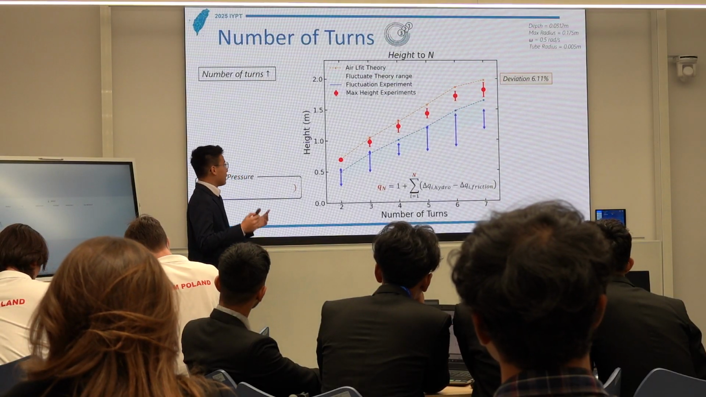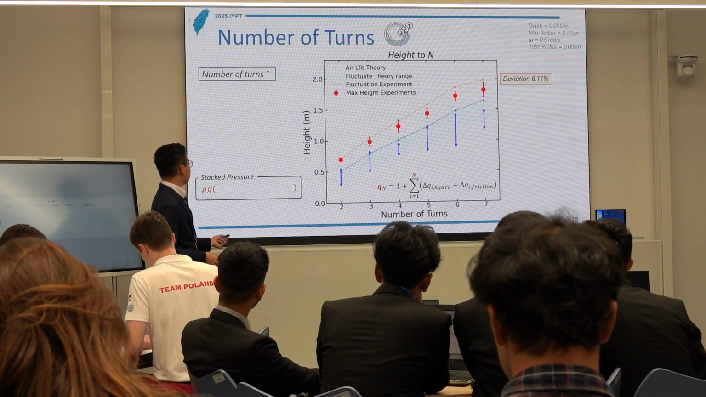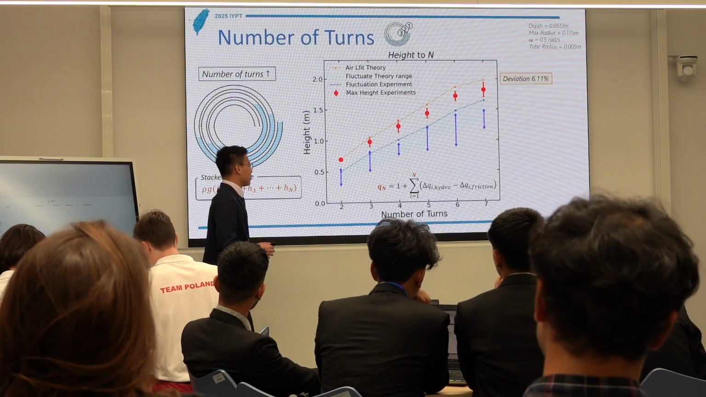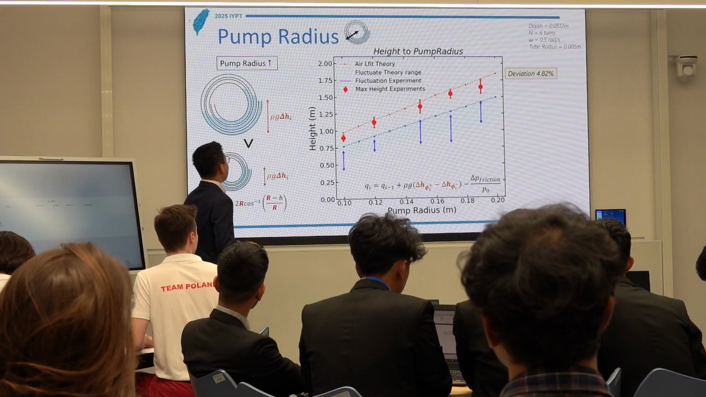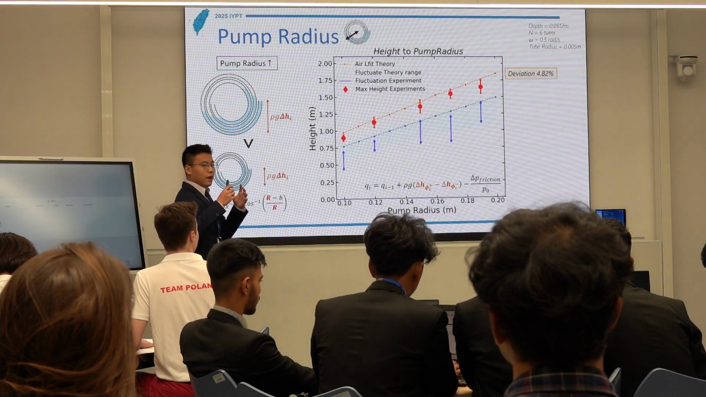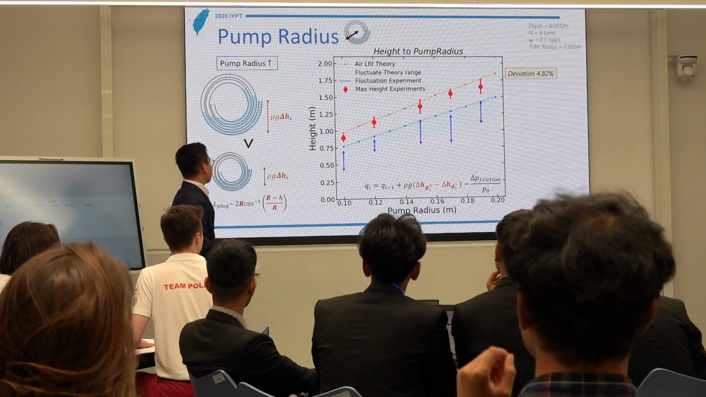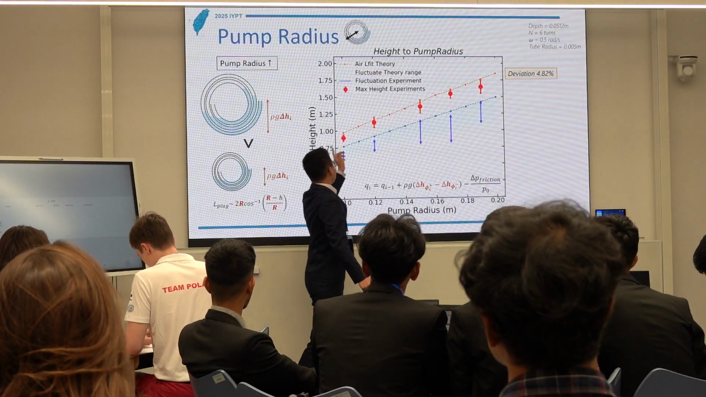So the first parameter is the number of turns. If you increase the number of turns, the stack pressure will be rho g (h1 plus h2 plus h3), as the pressure will get stacked more times. So that's why if you increase the turns, the height also increases. Then for pump radius, if you have a pump with a bigger radius, the height difference of a single water plug will be bigger. So that's why if you increase the radius, the height difference will be bigger, causing an increase in height.